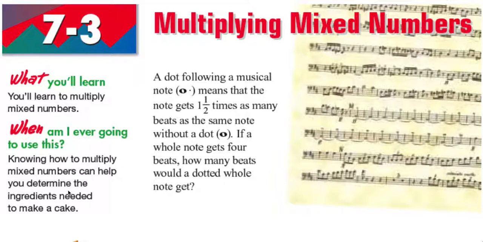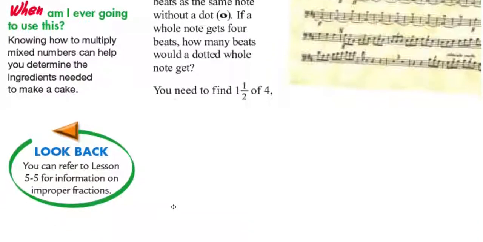A dot following a musical note means that the note gets 1 1/2 times as many beats as the same note without a dot. So this is a note, that's your dot. That simply means that it gets 1 1/2 times as many beats as the same note without the dot. So if a whole note gets 4 beats, how many beats would a dotted whole note get? In this kind of problem, you need to find 1 1/2 of 4, or 1 1/2 times 4.